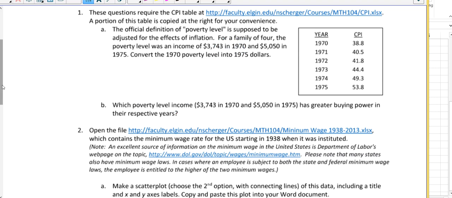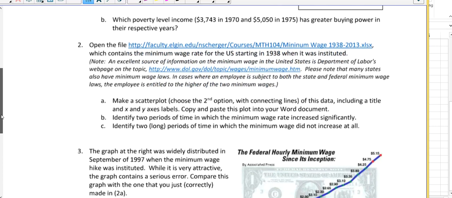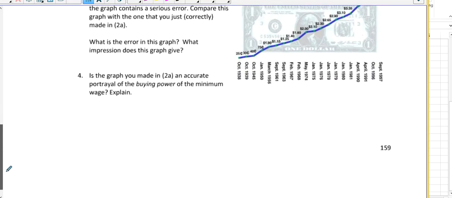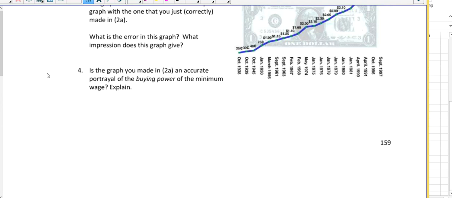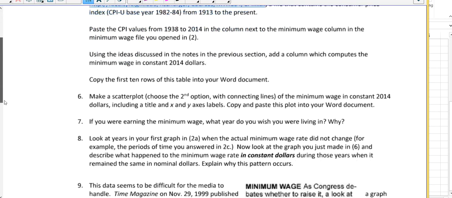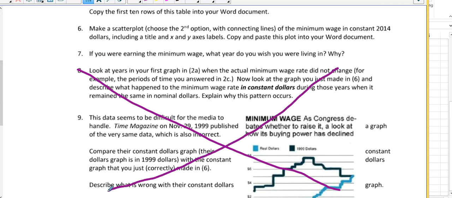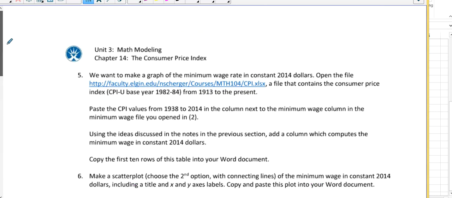And then you're going to do some things with the minimum wage. We've done the senator salaries, and you're going to do some similar things with the minimum wage. I don't have a lot to throw out here. I think I will omit 8 and 9. So if you're in my class, I'm just going to have you do 1 through 7 for this group activity on the Consumer Price Index.